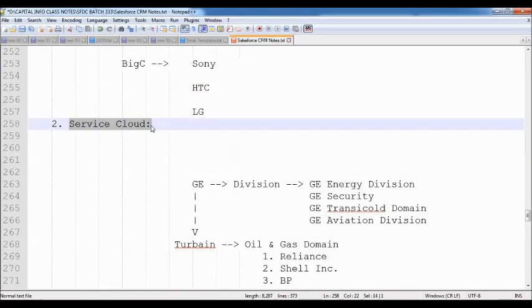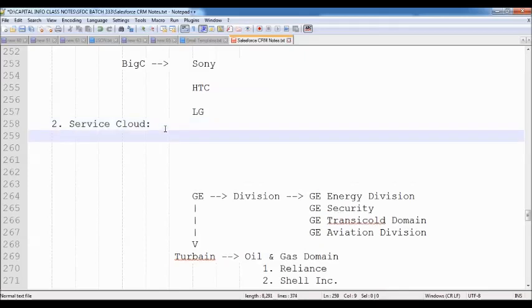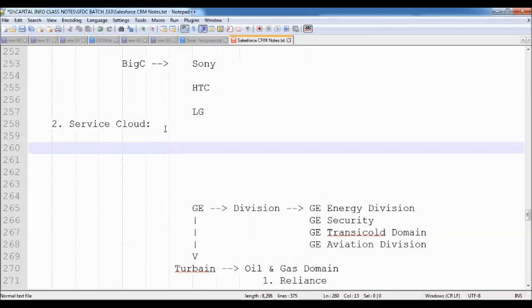To automate all these processes, we are using Service Cloud features. By using the Service Cloud features, we can automate all the service processes which we are following inside the organization, which we are using upon giving the services to the customers. Now, how can we automate over here?